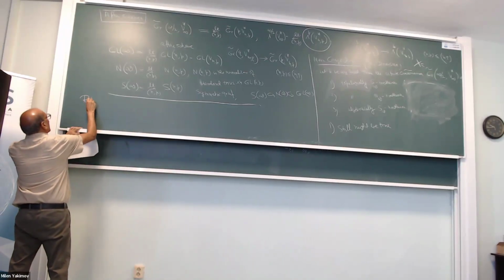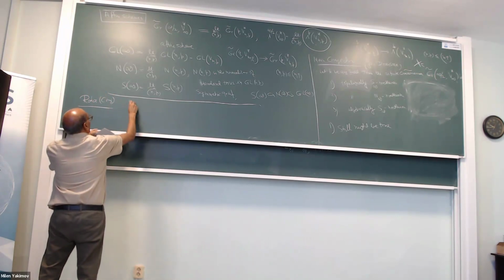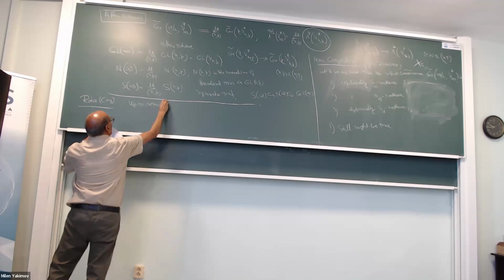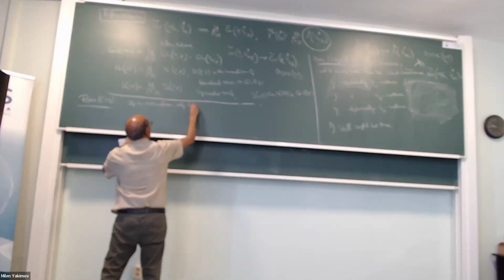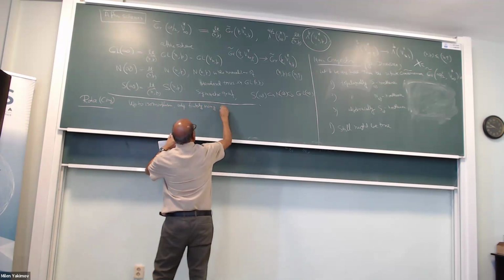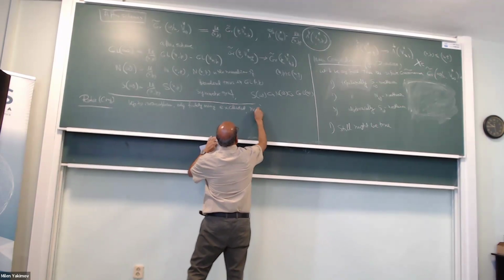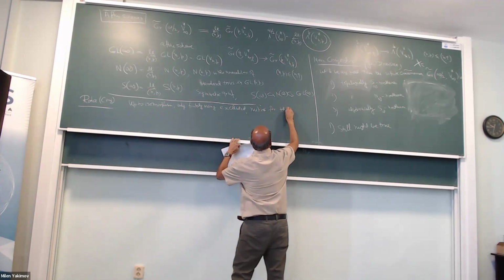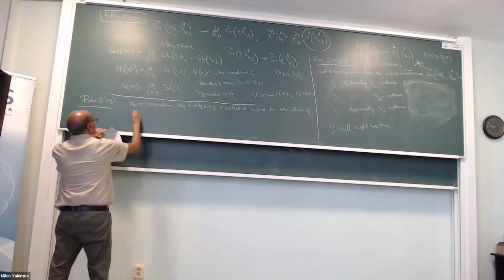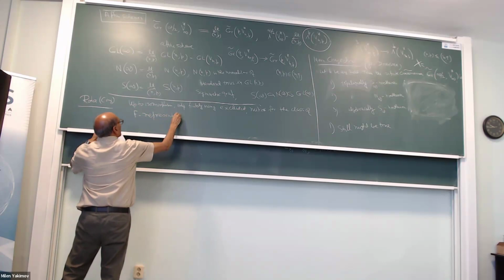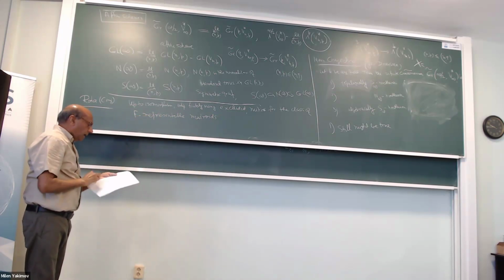So there is this conjecture due to Buddha. It says that up to isomorphism, there are only finitely many excluded minors for the class of k-representable matroids. That was Buddha's conjecture.